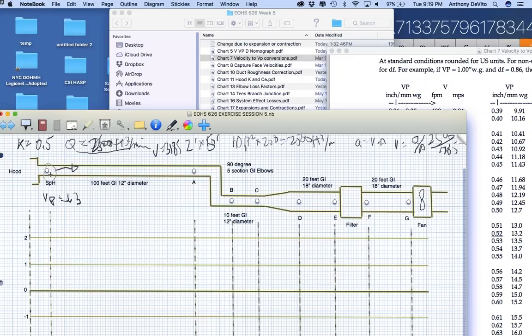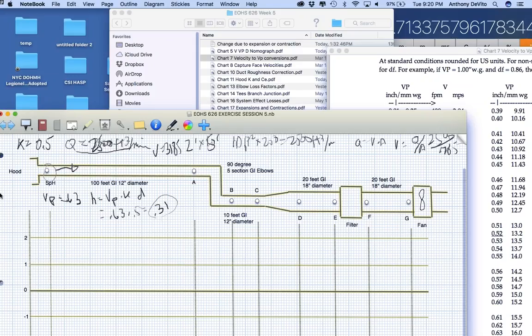Now I have to figure out what my static pressure is going to be at that point. How do I figure out the static pressure I need to generate this amount of velocity pressure? I have to figure out my hood entry loss. My hood entry loss is equal to the velocity pressure times K times D. D I'm going to ignore for our purposes. So it's 0.63 times K, which was 0.5, equal to 0.3. I'm going to call it 0.31. That's our hood entry loss.